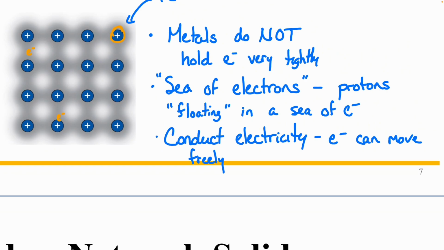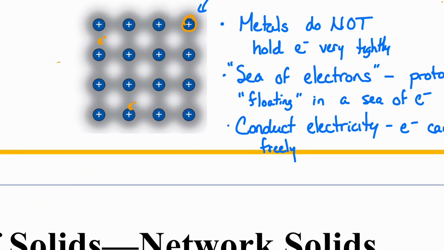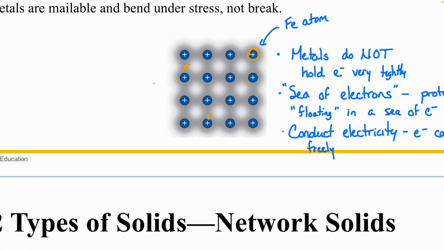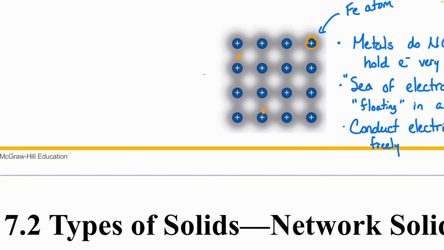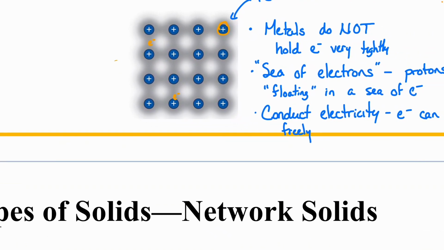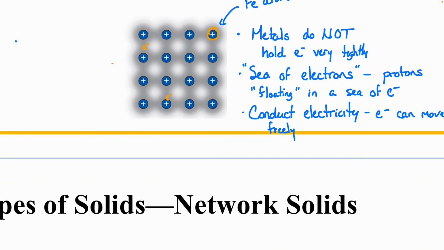And then the last property of these metallic substances that we're going to note here is that unlike our ionic compounds, these are not considered to be brittle, but rather malleable. They will dent under force, not break.